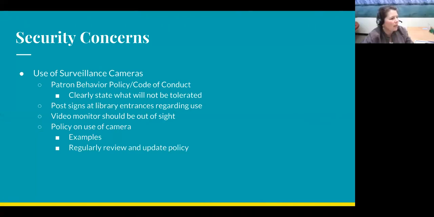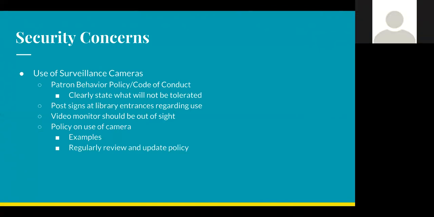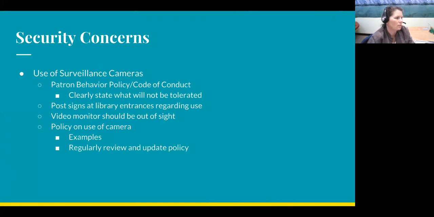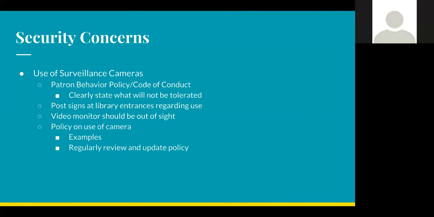I do have a question about the patron policy. Do you have to have them posted in the library or a file on hand? You're not required to have your policies posted. However, they should be at the ready if you need them.